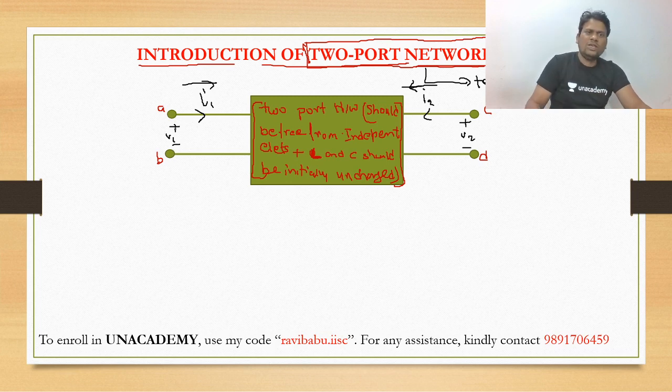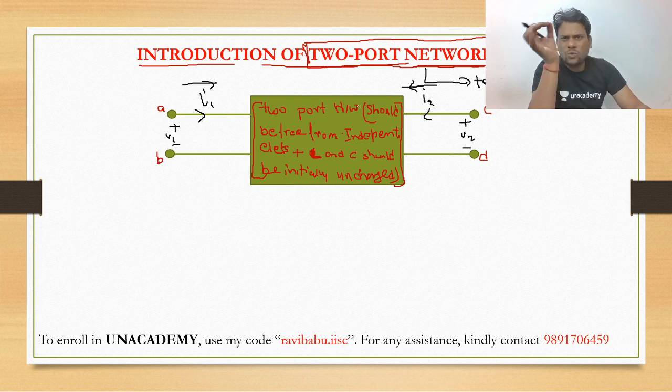So here you can put one voltmeter, here a second voltmeter, and the readings of voltmeters V1 and V2 and the readings of ammeters, suppose A1 and A2, will provide whatever we require. So this is the main task of two-port network.